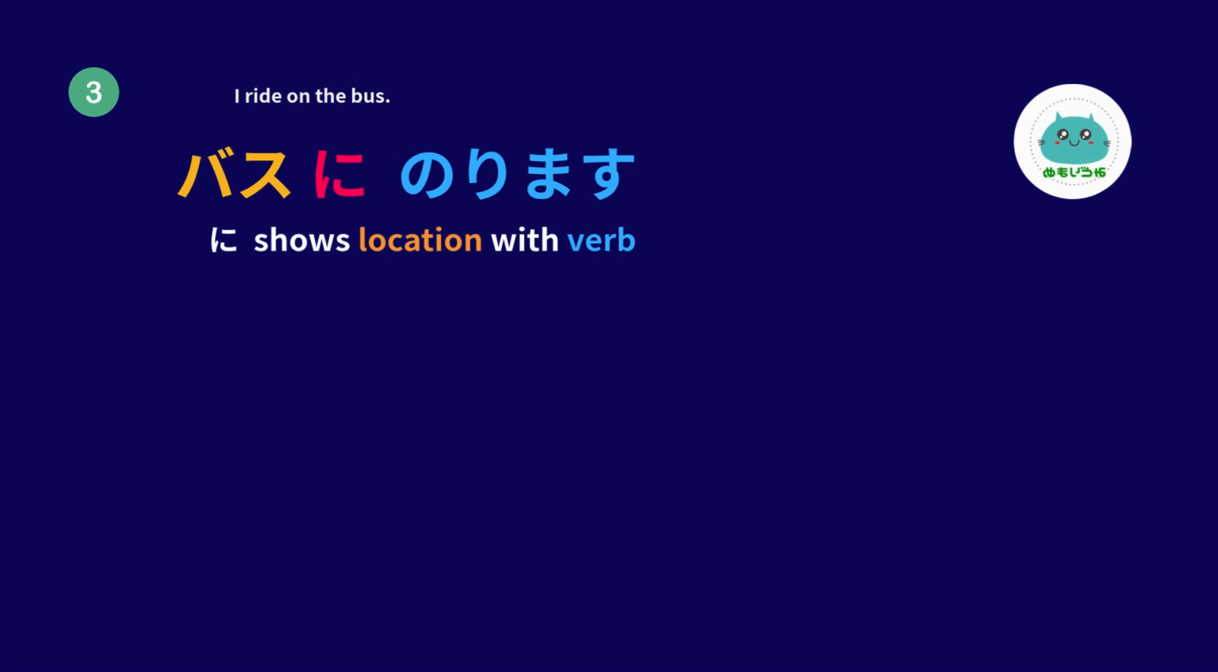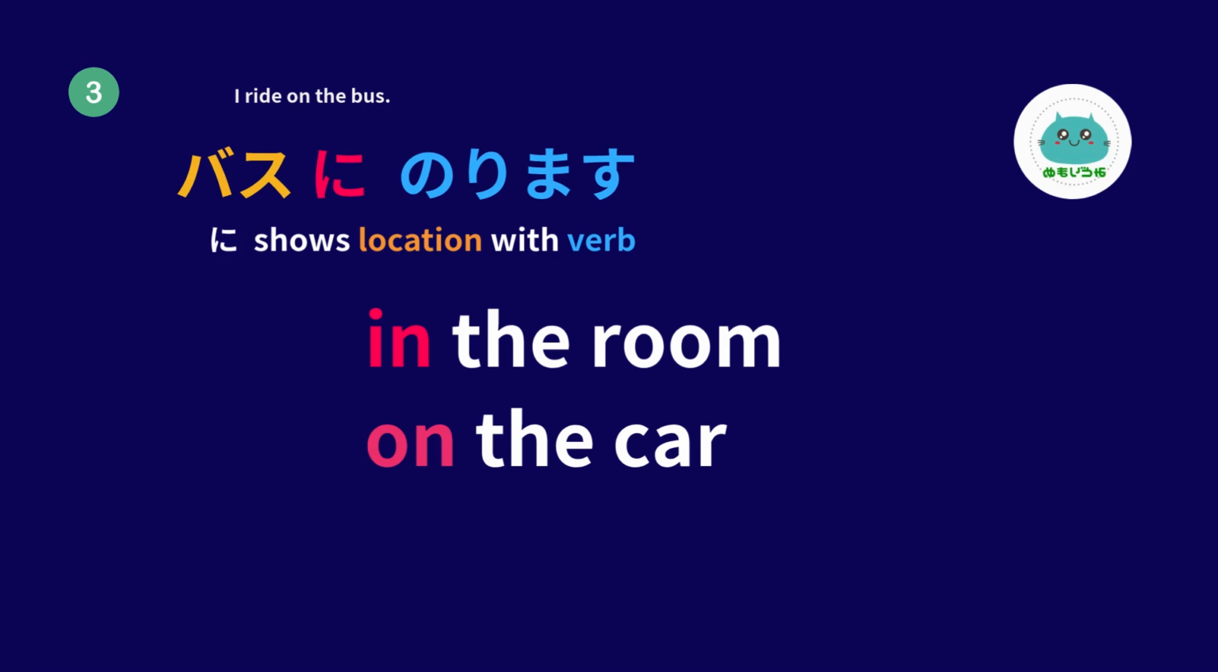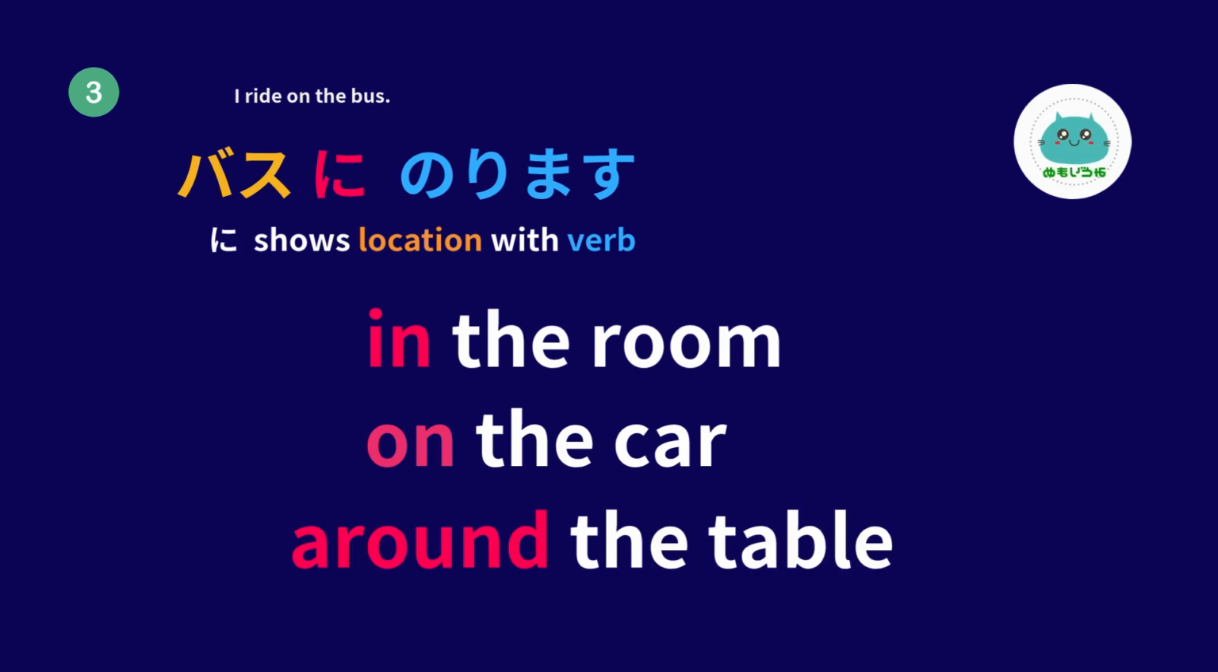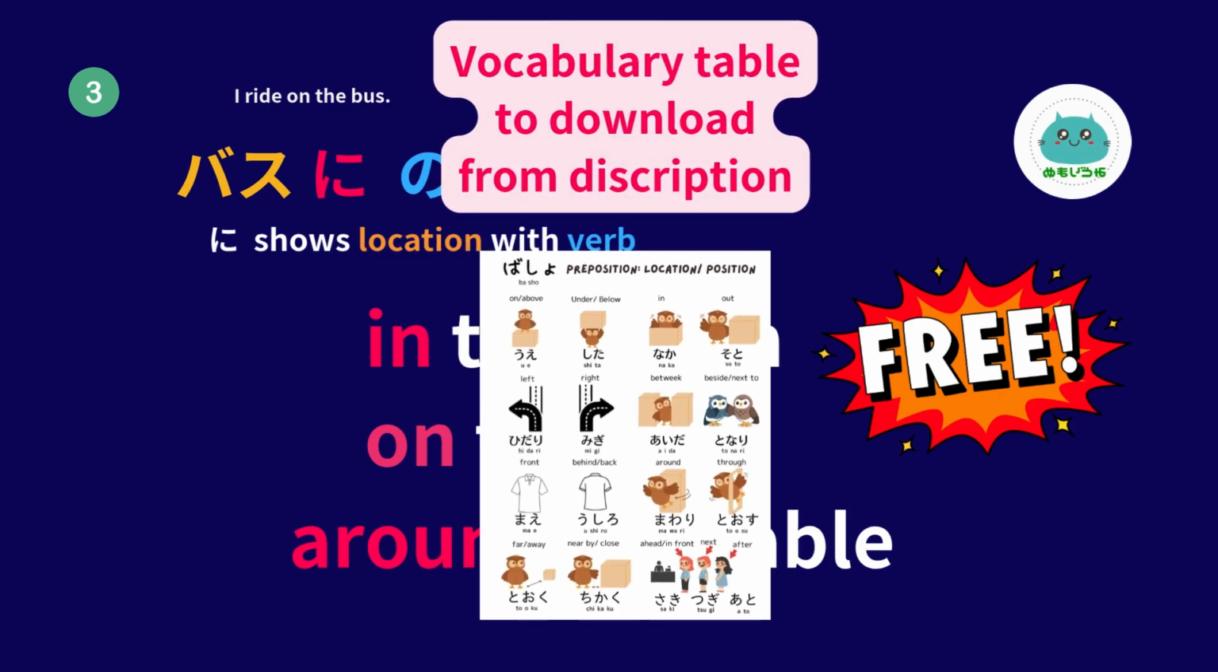There are English words that describe location or position, such as in the room, on the car, around the table. Those words always go with ni. So I made those location or position words in Japanese and made them into a table.